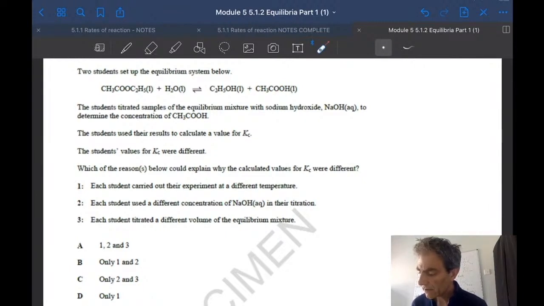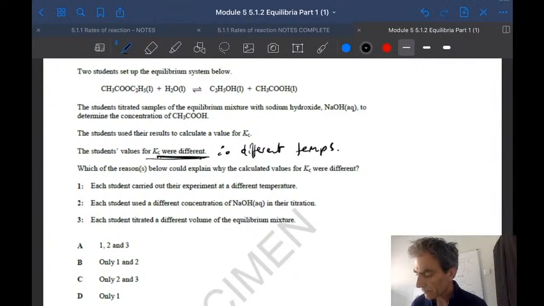The students' values for Kc were different, right? That's really, really important. So what does that mean? If the Kc values are different, the only thing that can cause a change in Kc is the temperature is different. So different temperatures. Which of the reasons could explain why the calculated Kc values were different? Each student carried out their experiment at a different temperature. Yep, that would definitely be a reason why Kc would change.